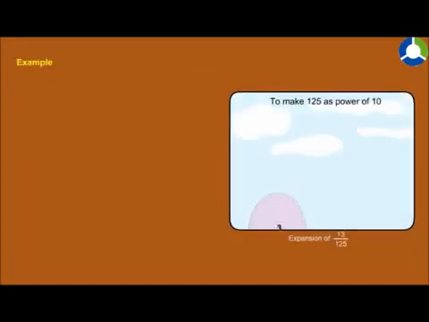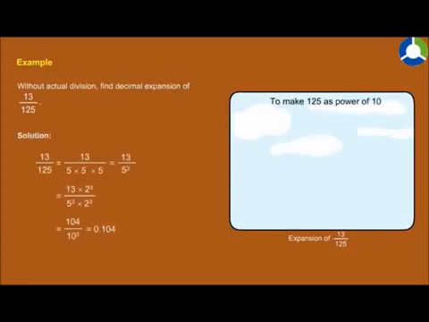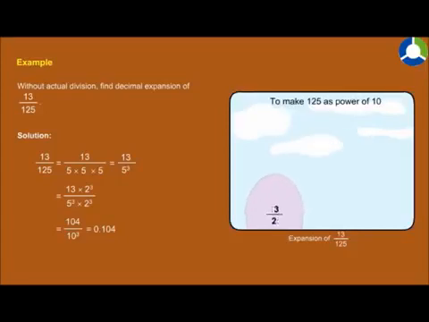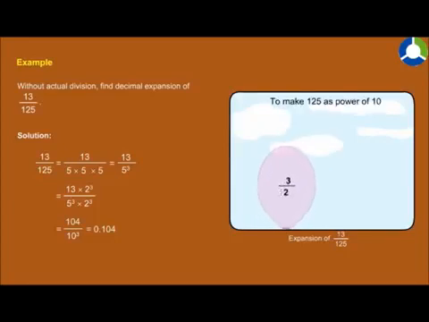Example: Without actual division, find the decimal expansion of 13/125. Solution: 13/125 = 13/(5×5×5) = 13/5³ = (13×2³)/(5³×2³) = 104/10³ = 0.104.